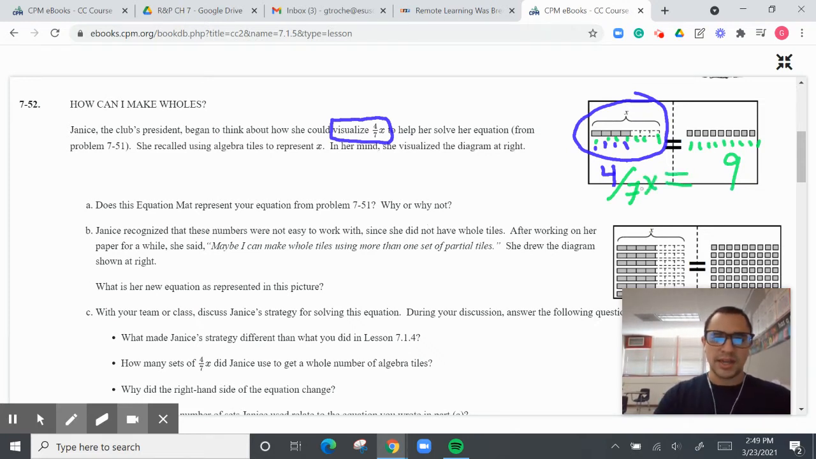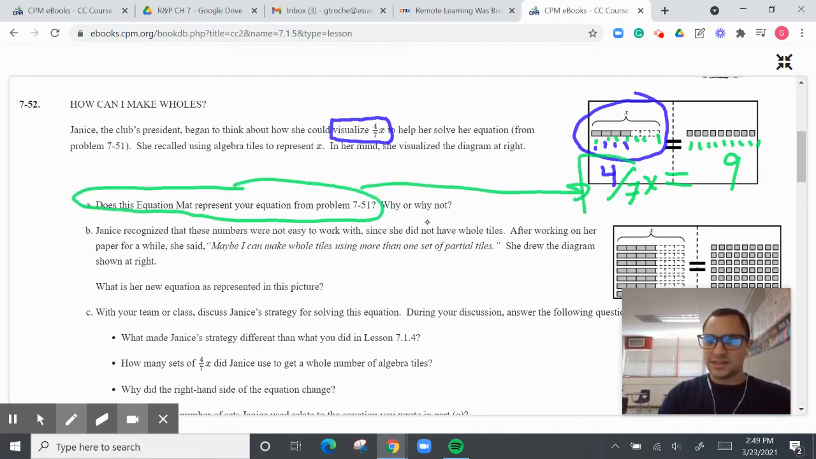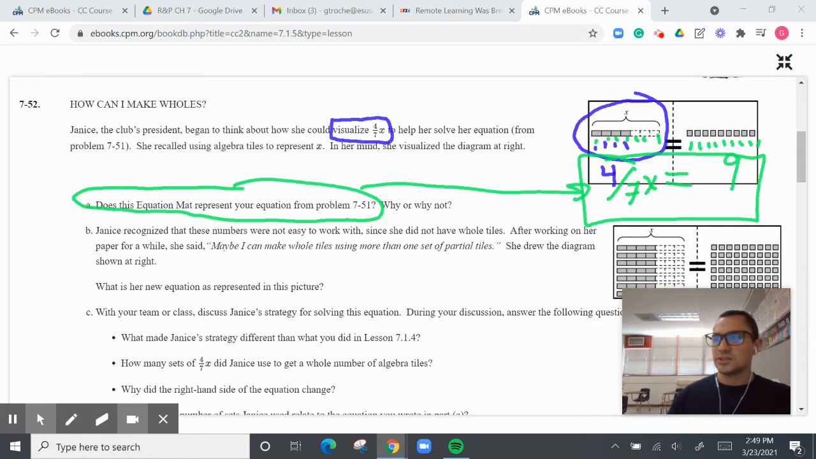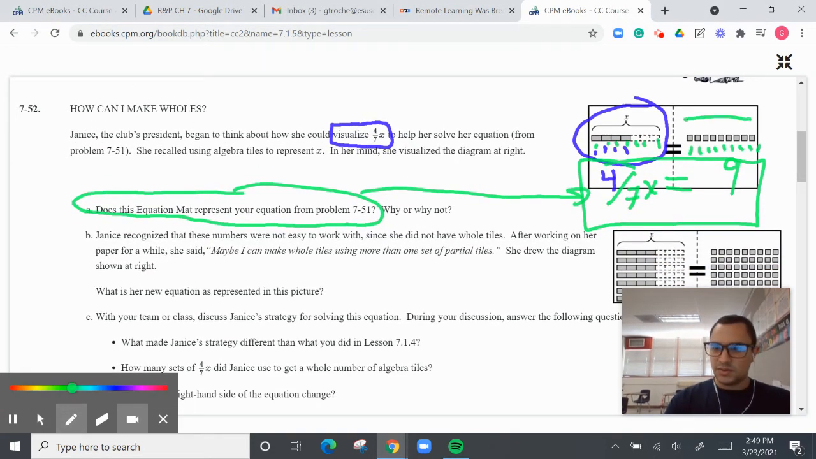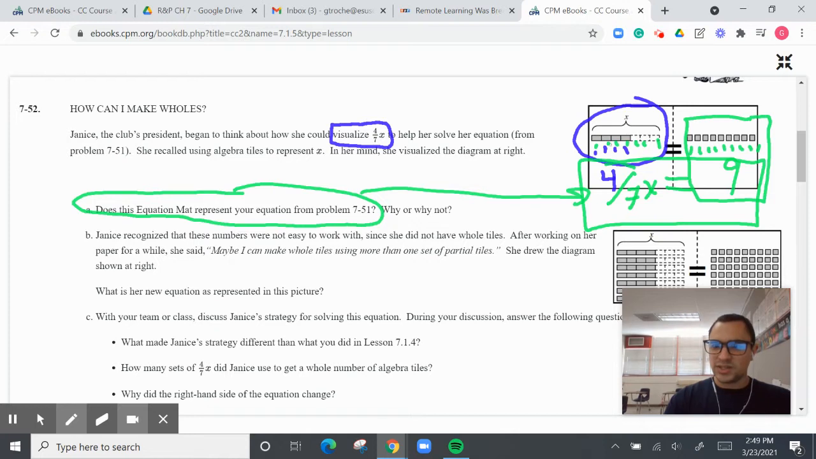That's what you're going to write. So does this equation represent your equation before? Yes. 4/7 x equals 9. Why or why not? Well, it does because all the algebra tiles are pretty much equal to each other. So I would just say yes, because 9 equals 9. I mean, 9 is 9 right here. So the answer is still 9 and 4/7 of the x.